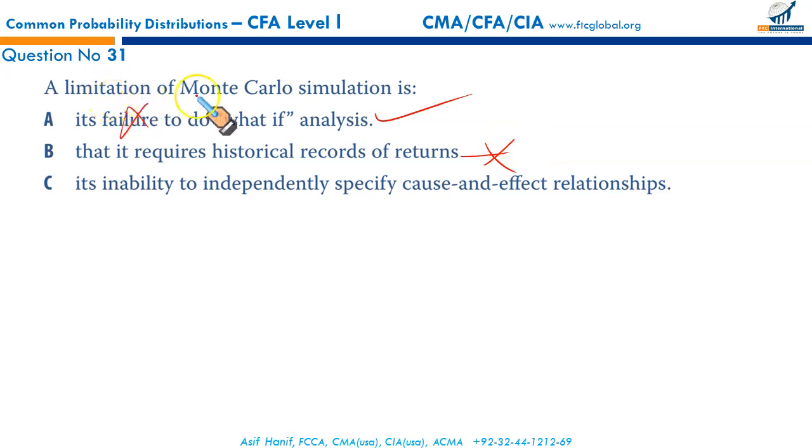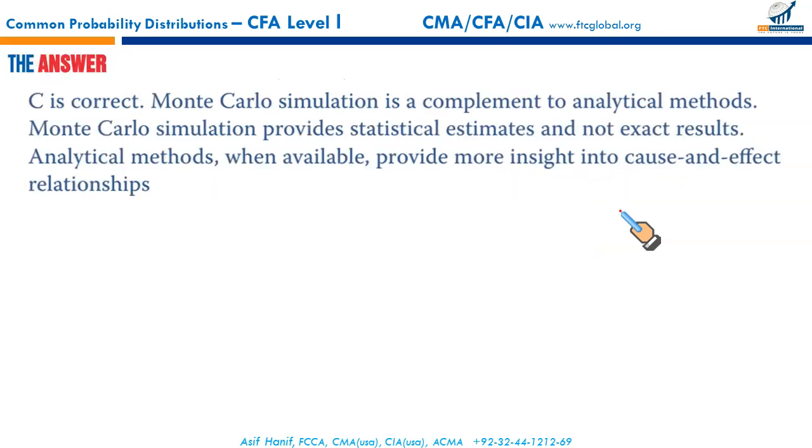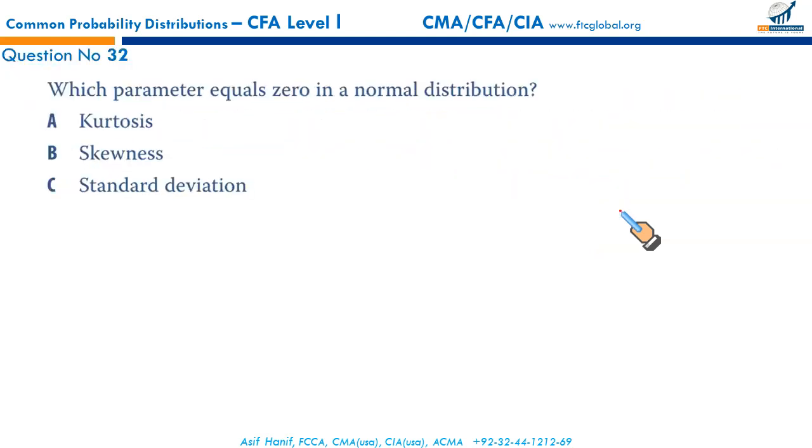Then this is the limitation. The limitation of Monte Carlo simulation is the inability to independently specify cause and effect relationships. Cause and effect relationships are established using analytical methods, not the Monte Carlo simulation. So that's why C is the right answer.